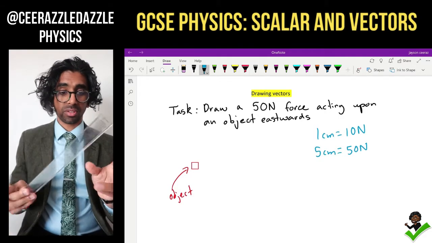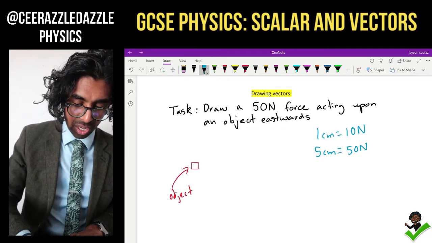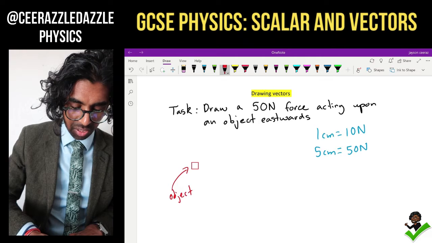So I get my ruler out. Here's my ruler. Place it on the screen and I'm going to measure out 5 centimeters from here.